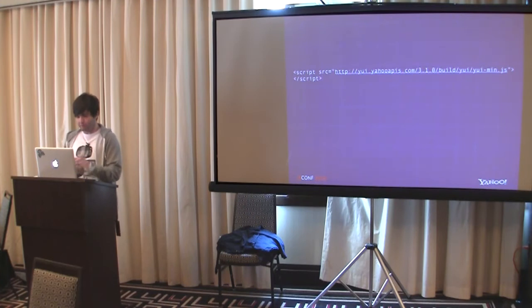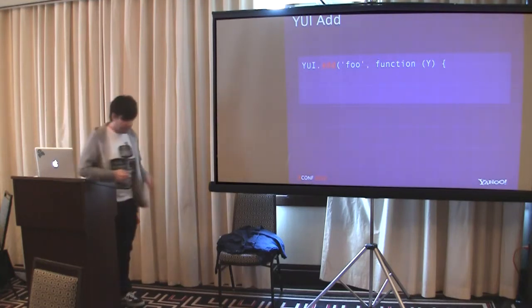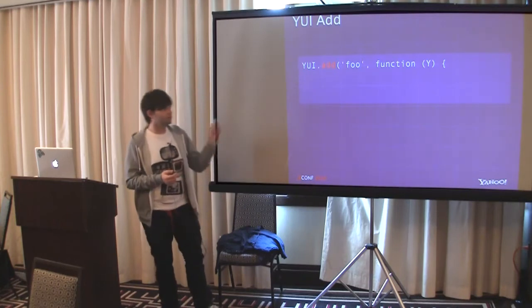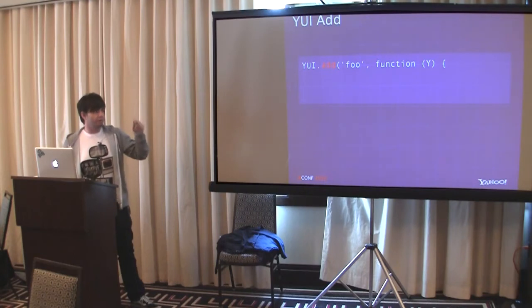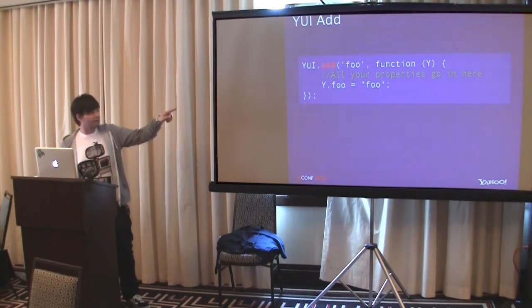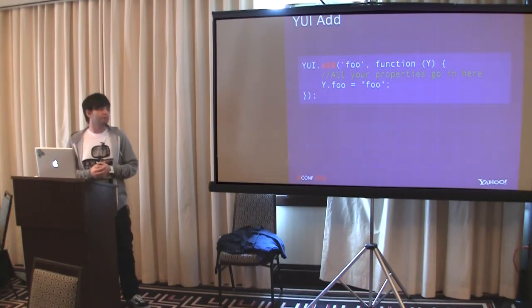So with that, we'll talk about YUI.add. With YUI.add, you include the name of the module you're going to be writing, Foo, and then you get a callback function with the Y instance, and then you can start typing in everything you need, all your properties. You just attach your new module to the Y instance, and boom, you're done. So this is really all it takes to create a YUI module.